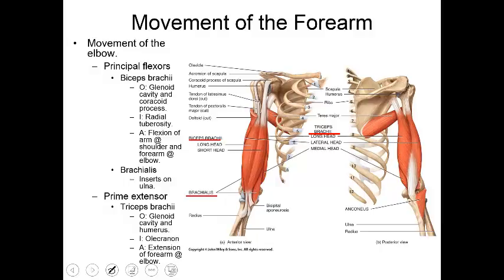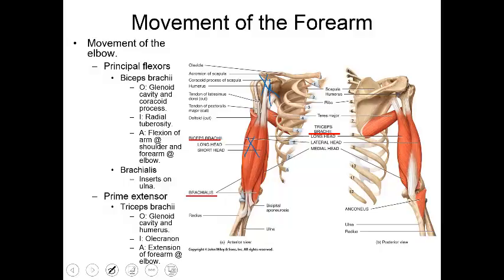So the one that you're looking at right here, this muscle, is called the biceps brachii muscle. Biceps because it has 2 points of origin, brachii because it is in the brachial region. So the biceps brachii, 1 point of origin is the coracoid process on the scapula. The other point of origin is the glenoid cavity, also located on the scapula.